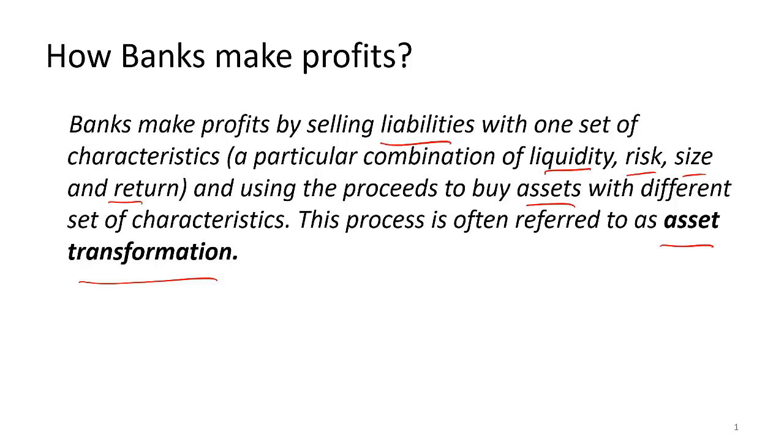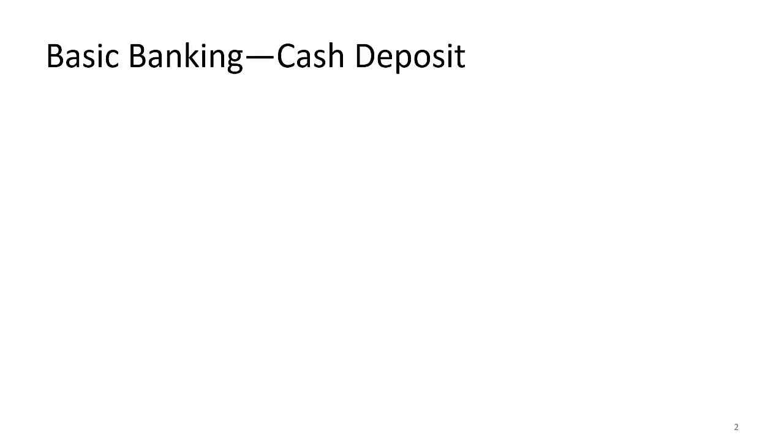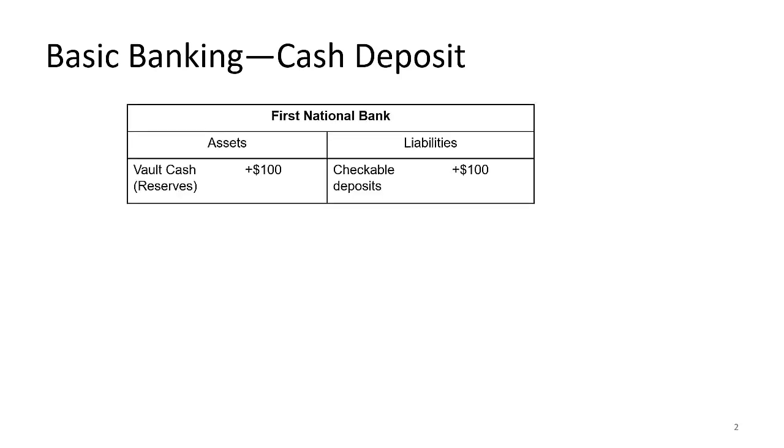We will be discussing this using a bank account, also known as a T account. So let's try to understand how basic banking works with cash deposits. Let's first do the First National Bank, and this is a T account of the First National Bank. This is different from a balance sheet because it's showing the changes in each of these categories, though it still has assets and liabilities, and it also needs to balance.